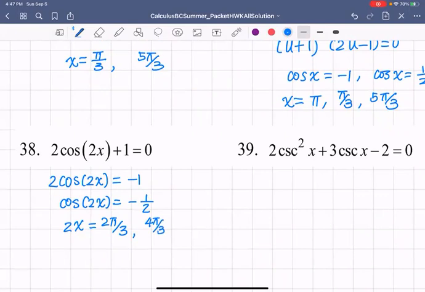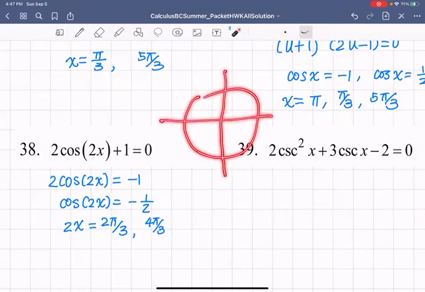You understand now? Oh, yeah. Okay. All students take class. Quadrant 2, quadrant 4, cosine is negative. Okay.